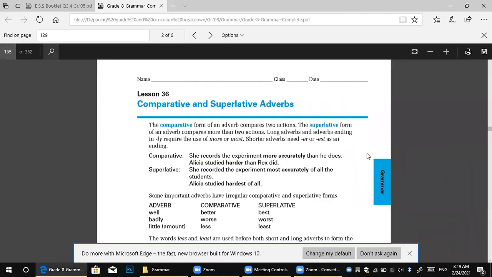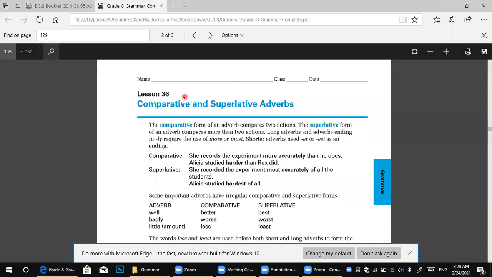Okay, so let's start with our lessons. First, let me share my screen with you. Okay, here we are. Here's lesson 36. First let me initiate and spotlight with you.